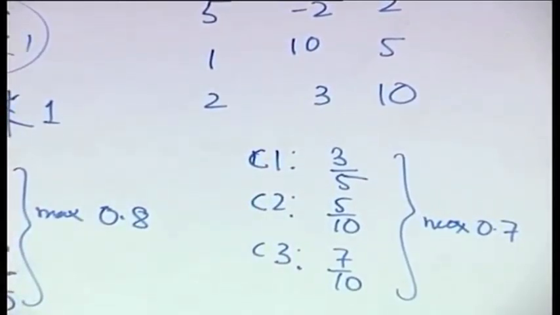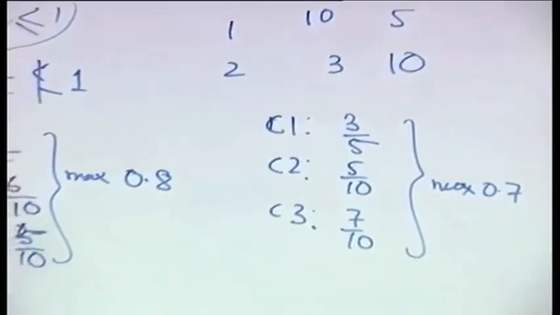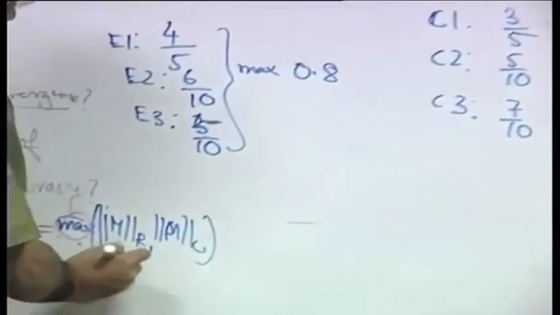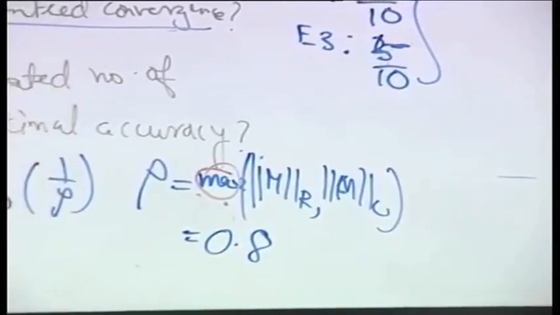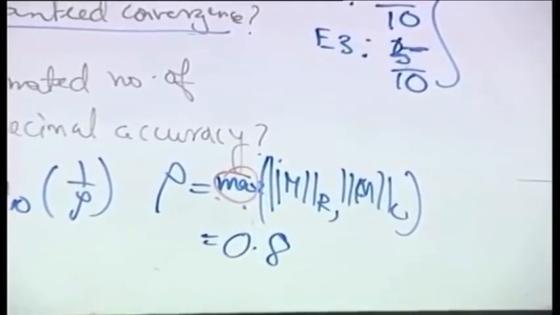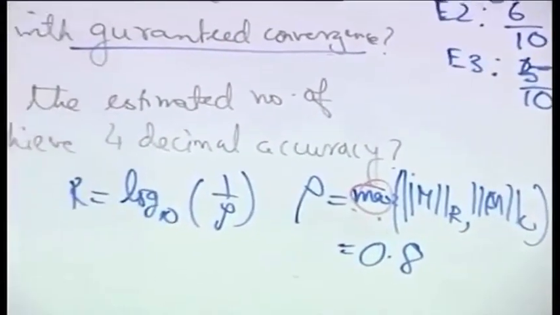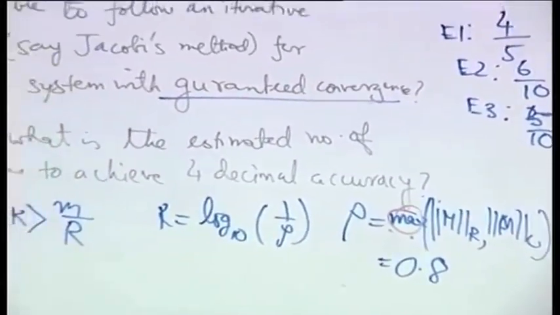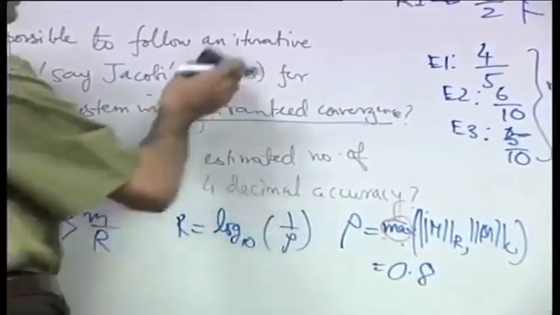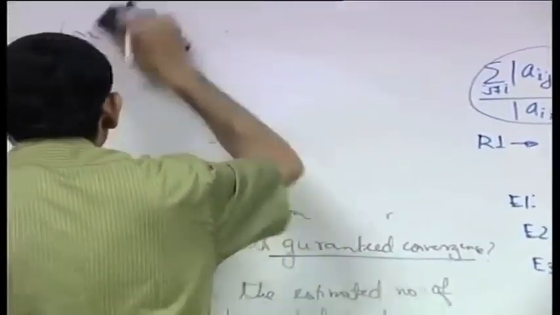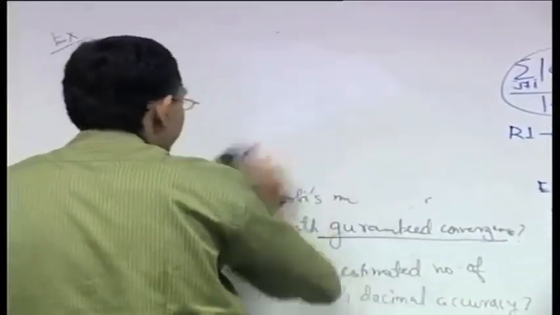So, if you take the maximum of the row sum and the column sum norm, that comes out to be 0.8, and based on that you can calculate k. That is an estimate of the number of iterations to achieve the 4 decimal accuracy. Let us consider one more example.